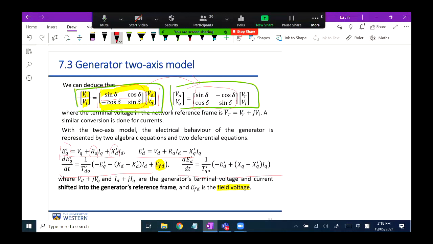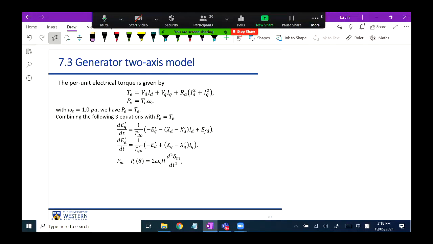But don't forget, our target is to determine the field voltage. After this step, we move on. Because your generator is working to convert the mechanical power to electrical power, in this slide you can see how the electrical torque and the electrical power are evaluated.